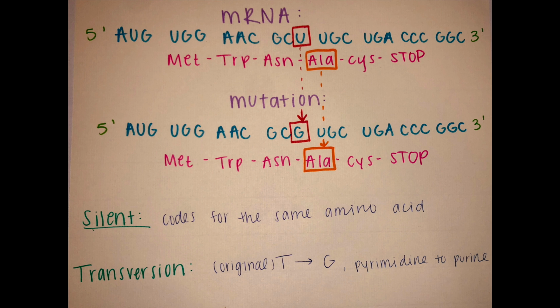The next example shows a mutation from U to G. This actually does not have an effect on the protein because they code for the same amino acid. This is known as a silent mutation and creates the same protein for original function. The U to G mutation is a transversion because the original DNA was T instead of U, therefore is considered a change from a pyrimidine to a purine.